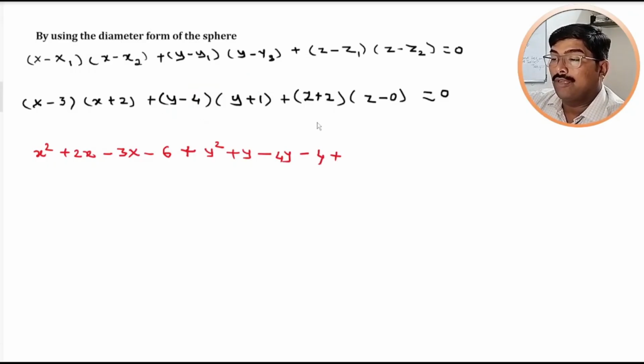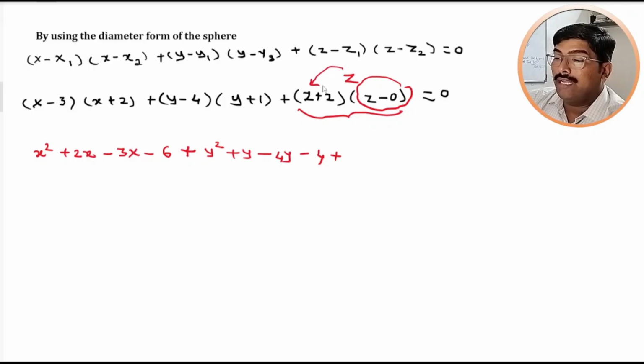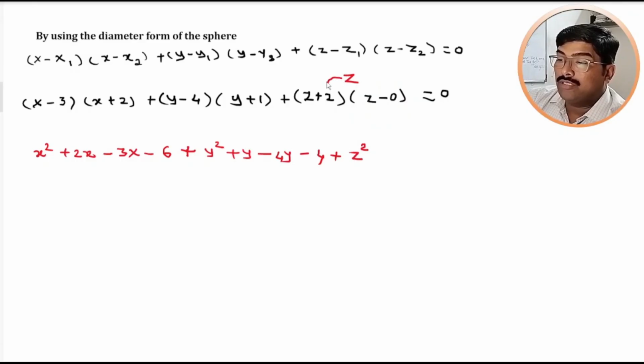plus. You have to simplify z plus 2 into z minus 0. This z minus 0 is nothing but z only. So z into this z is equal to z square and this z into this 2 is equal to 2z. Right hand side we have 0.